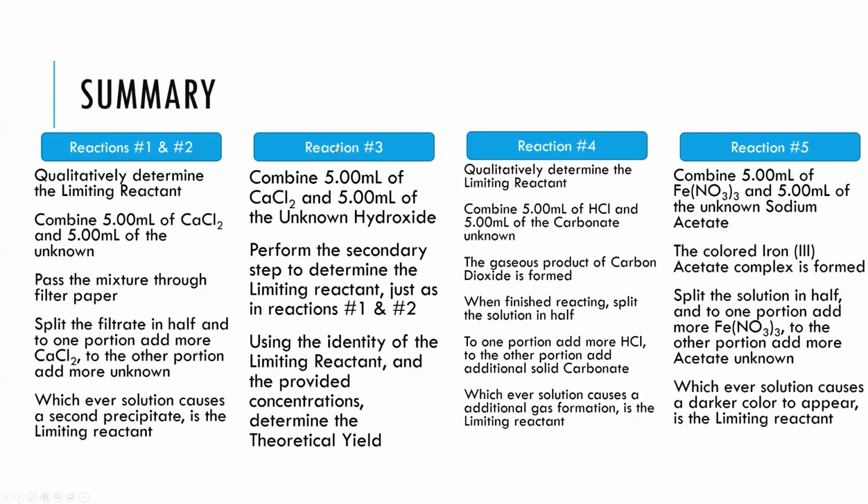Reaction number 3, you're doing the same exact thing, 5 milliliters each of calcium chloride and your hydroxide unknown, and determining the identity of that limiting reactant, performing this secondary test on the filtrate. However, in this reaction, you're looking at it quantitatively. You're looking at the number. How many moles of the limiting reactant is there? You're using the molarity of your limiting reactant and the volume of your limiting reactant. How much of that did you use? In each of these cases, it's 5 milliliters.